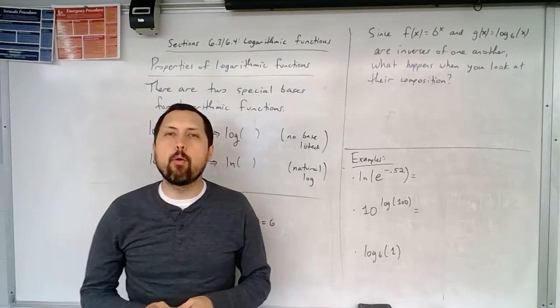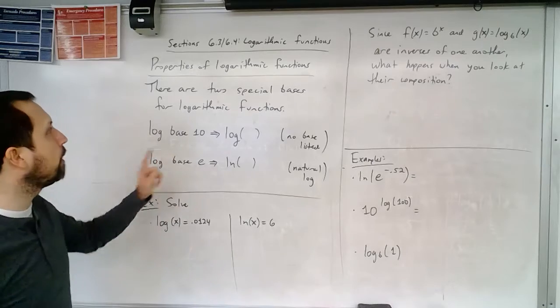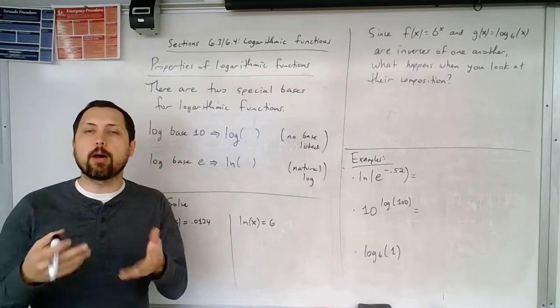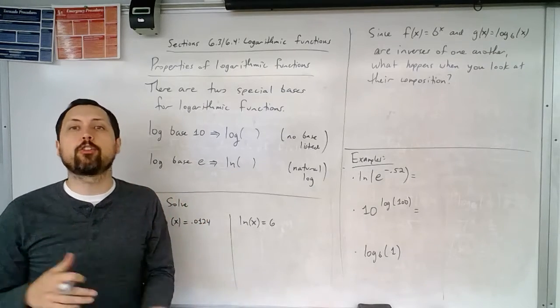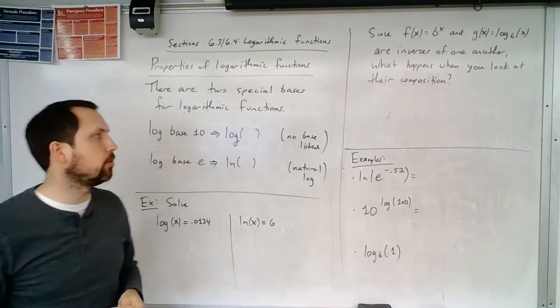Let's continue looking at more properties of our logarithmic functions. So there's two special bases for logarithmic functions. When it comes to our bases, any number as long as it's larger than 0 and it's not 1 can work, but there's two special ones that we use the most.